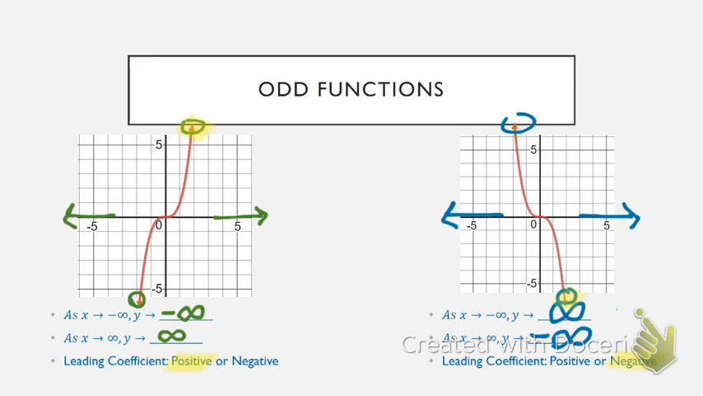Now, with even functions, we saw that the end behavior is the same because the arrows point the same direction. With odd functions, the end behavior is opposite or different in each blank because the arrows are pointing in opposite directions. So there's end behavior.